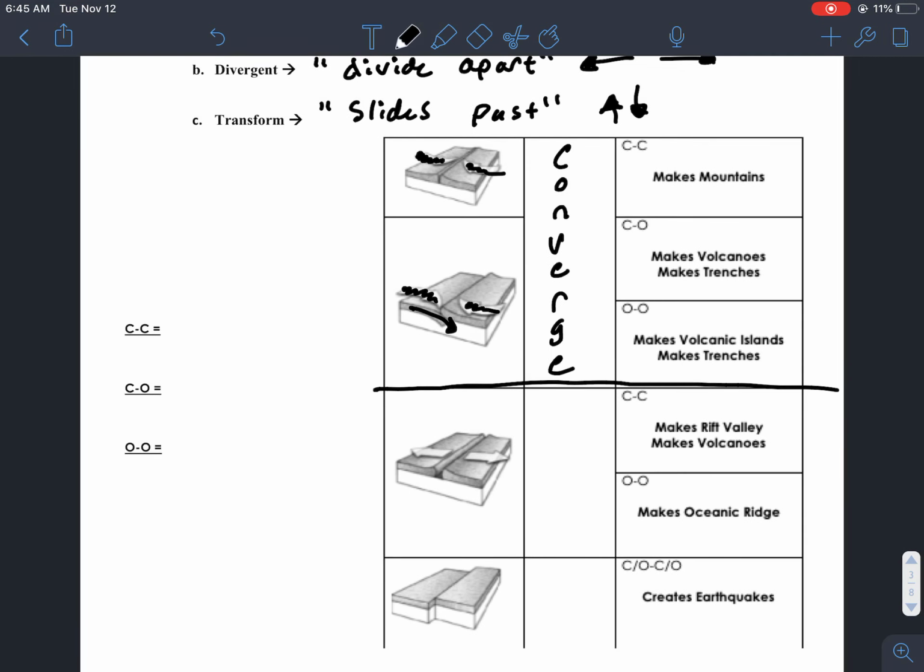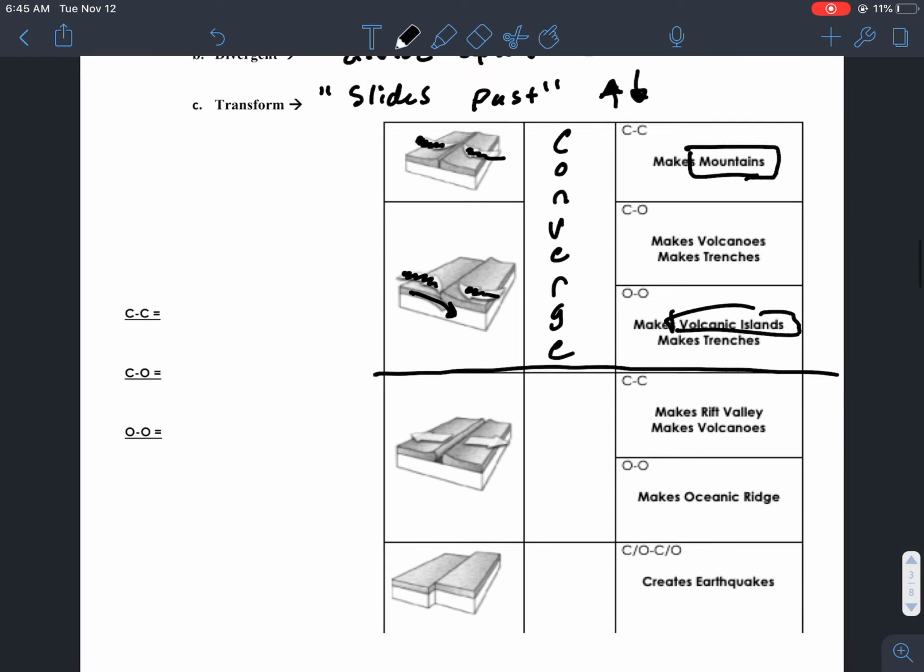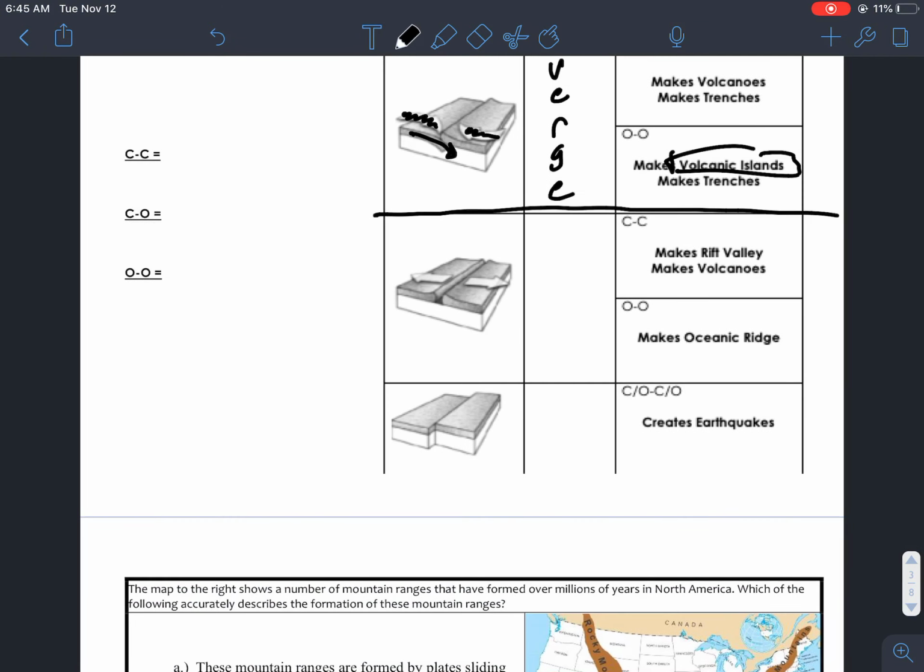So these are all formed by convergent boundaries. We need to circle 2, okay? First thing I want you to circle is makes mountains. Second one I want you to circle is makes volcanic islands, okay? Those are the 2 that really matter. All those matter, but what really matters is that convergent boundaries, when they come together, form mountains and volcanic islands, all right? Move down here.